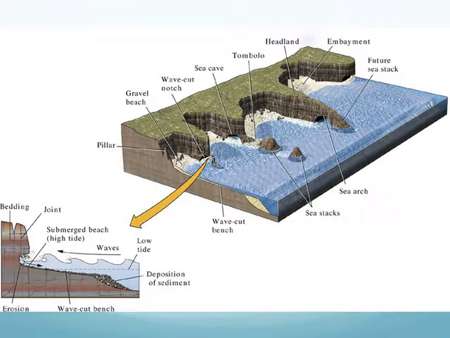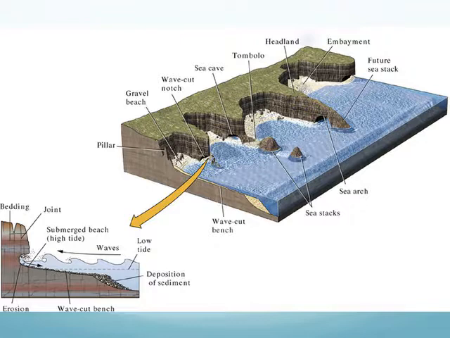So this image right here is that of an erosional shoreline. You can see the cliffs that this particular coastline has. They have some beaches, but these beaches will tend to be more rocky and larger grain sand. Some of the features you'll see are headlands, embayments, tombolos, sea caves, wave cut notches, gravel beaches, pillars, sea stacks, and sea arches.